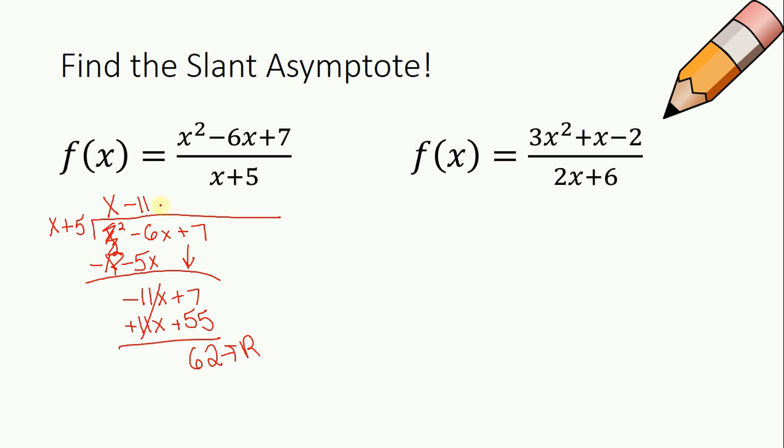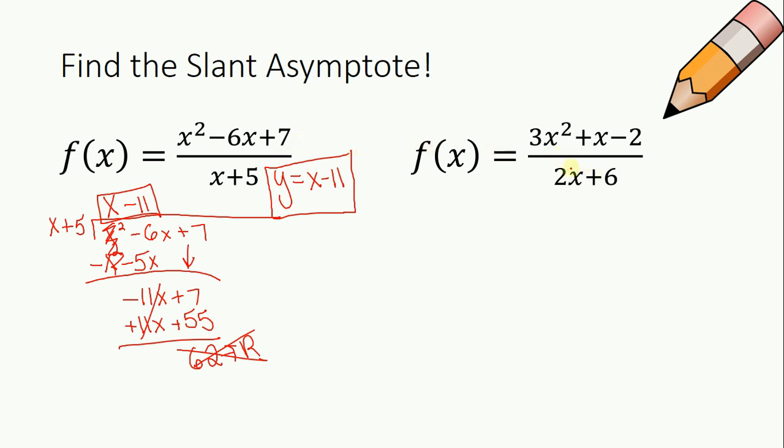That is not what you need. When you're doing your slant asymptotes, the remainder does not matter. This right here is your slant asymptote. So I know my slant asymptote has an equation of y equals x minus 11. And you would graph that on a graph. You would start at negative 11 on your y-axis, go up 1, to the right 1, and then that would be your line that you would draw.